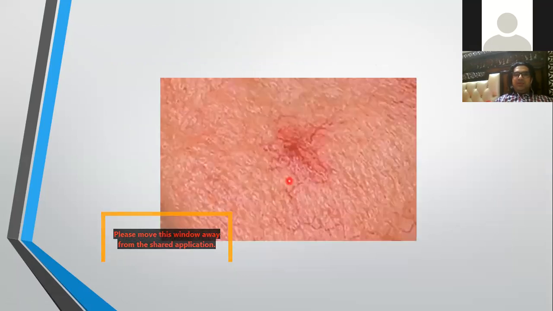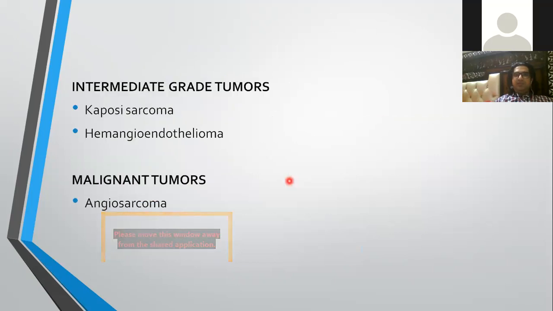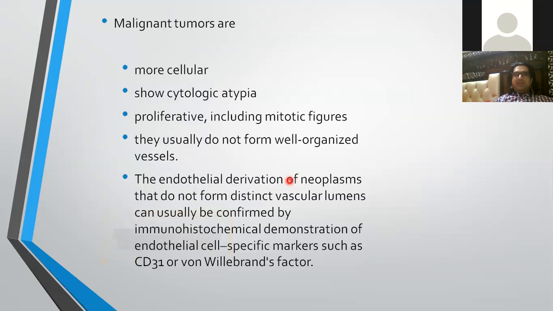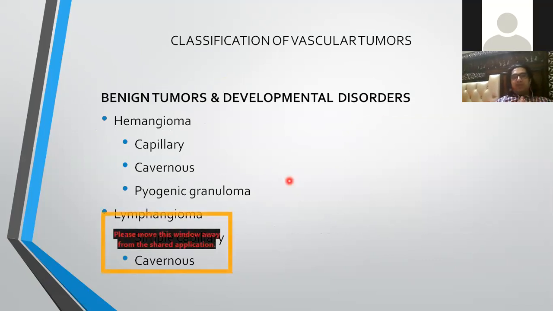So we did vascular tumors and vascular malformations both. We did the classification, and in the classification I told you that there are vascular malformations, then there are benign vascular tumors, intermediate vascular tumors, and malignant vascular tumors, right? Benign vascular tumors include hemangioma and lymphangioma, and hemangioma and lymphangioma can be capillary or cavernous.